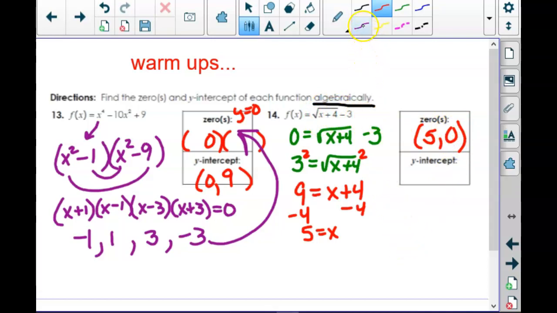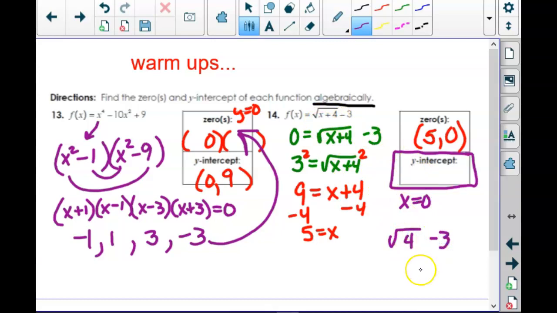Y-intercept. How do you find the y-intercept always? This is why I put this on the review, because we have not reviewed y-intercept for a while. You put x equals 0 in. So what is the square root of 4 minus 3? Square root of 4 is? Minus 3 is? Negative 1. So 0, negative 1 should be the y-intercept for that one.